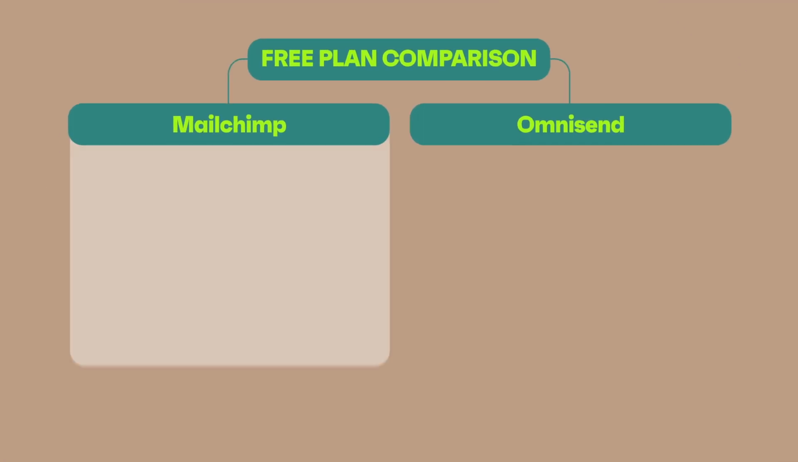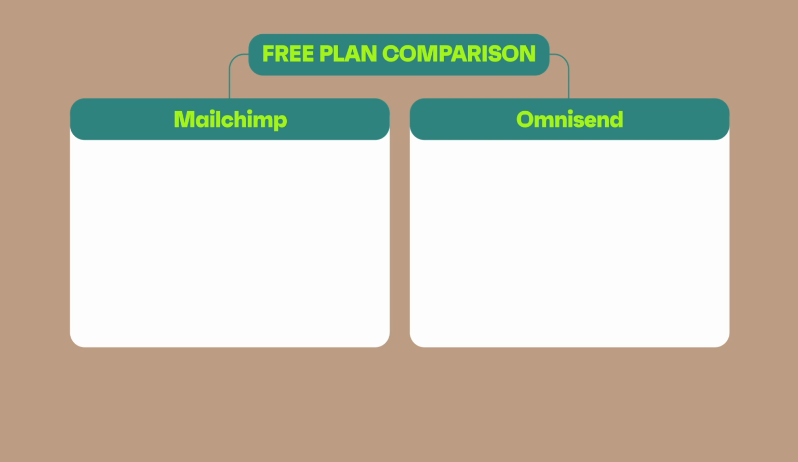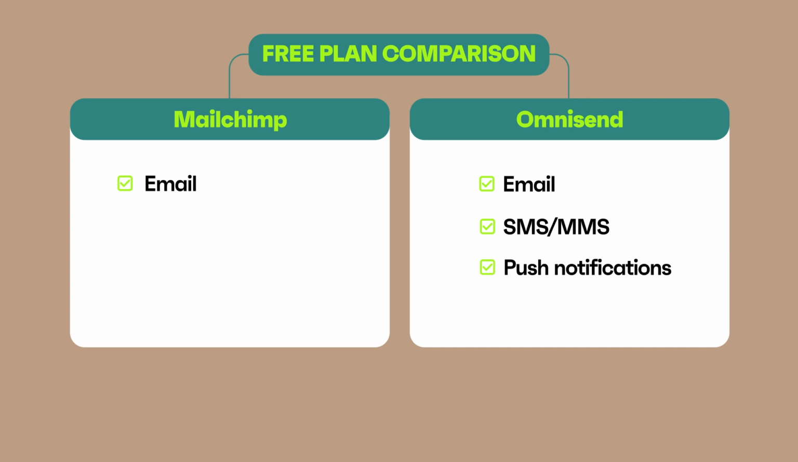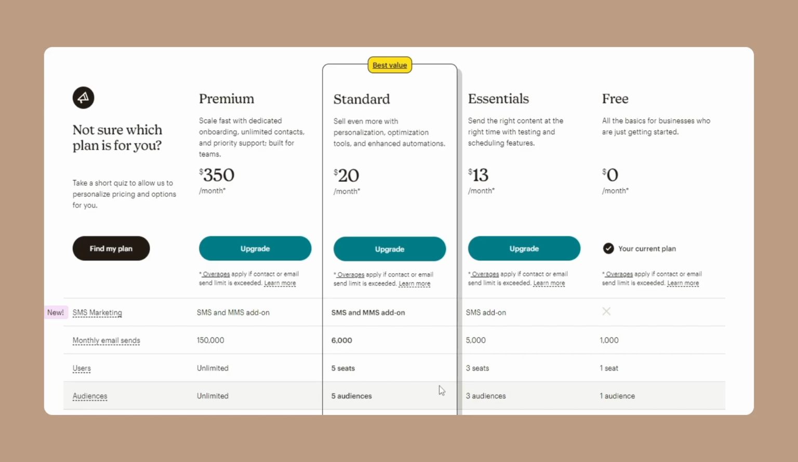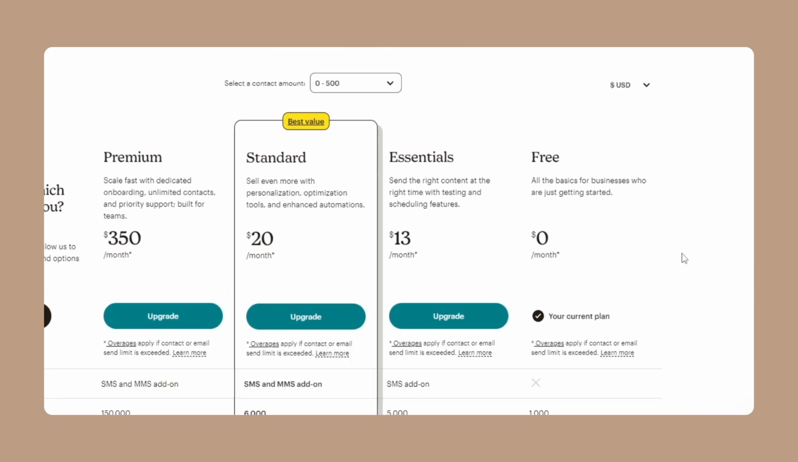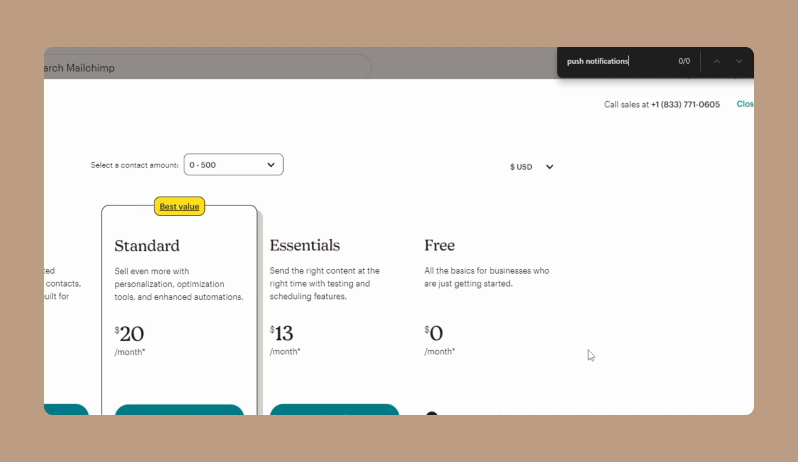Free plan in Mailchimp will get you as far as emails, period. While Omnisend offers email, SMS and MMS and push notifications even on a free plan. Of course, if you're willing to invest your monies, the story is slightly different on Mailchimp's side. With the lowest tier Essentials plan, you would be able to use SMS. Nice. Although MMS is reserved for higher tiered paid plans only. Yikes. On top of that, Mailchimp doesn't offer push notifications natively, even on paid plans. For that to work, you would need to get a third-party plugin.